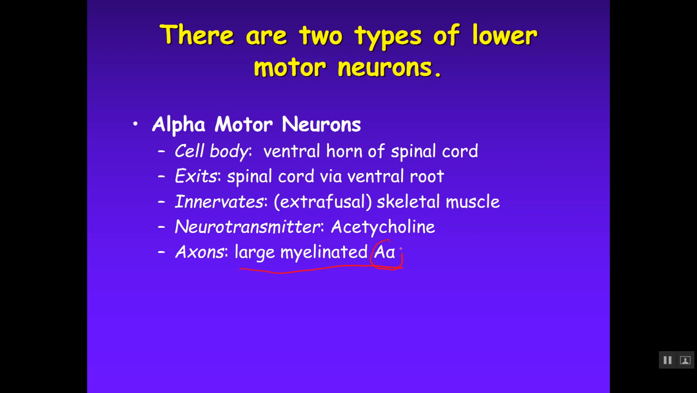The nice part about the motor system is there's only two types of axons. There's the A alphas and the A gammas. So the ones that go to the striated muscle are the A alpha axon type, large myelinated.